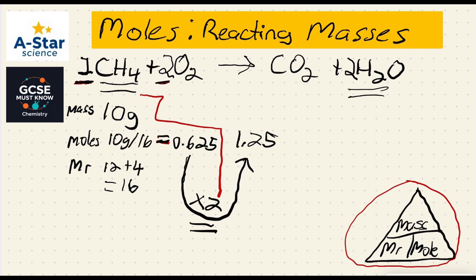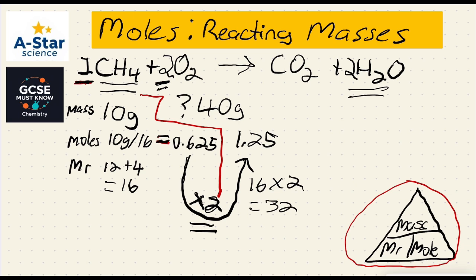Now I'm trying to find the mass. This is what I'm trying to find. And so I need my MR. MR of oxygen, O2, is 16 times 2. We don't include the 2 in this case. We only include that for the molar ratio. So 16 times 2 is 32, as we know. And the mass is the MR times the mole. So that's going to be 40. That's the answer. We would need 40 grams of oxygen for every 10 grams of methane.